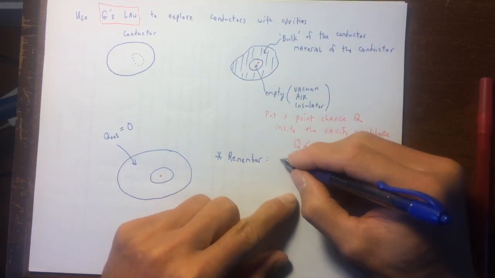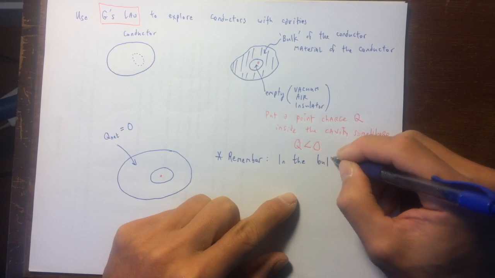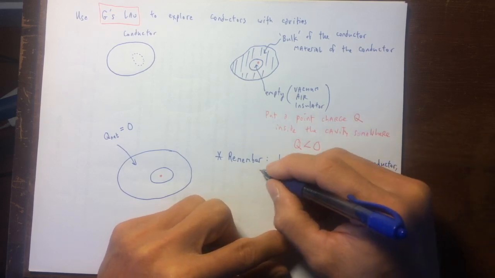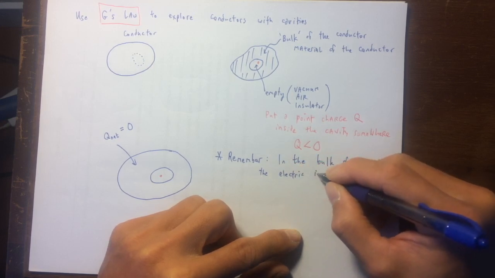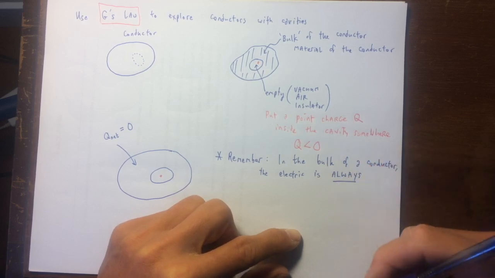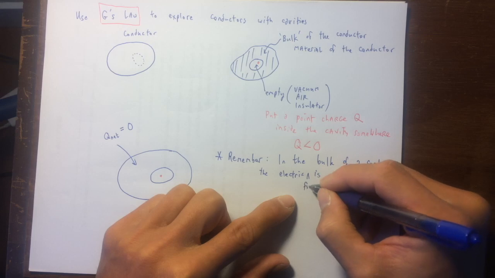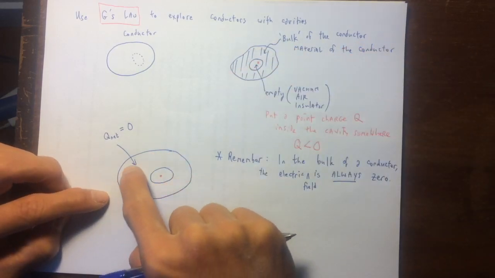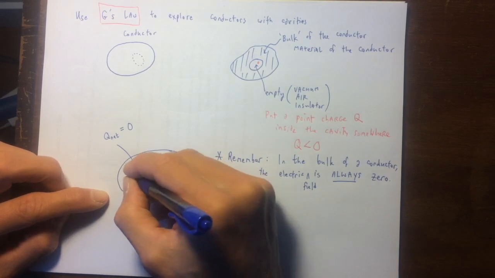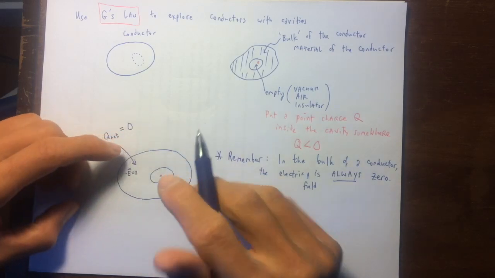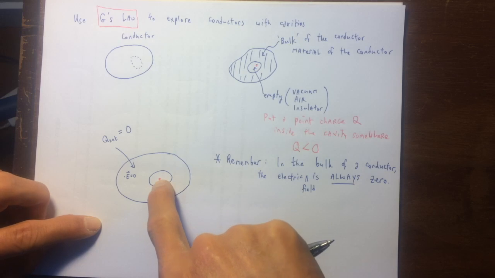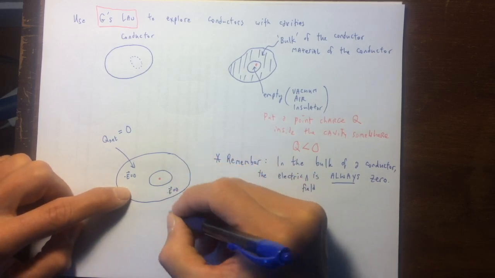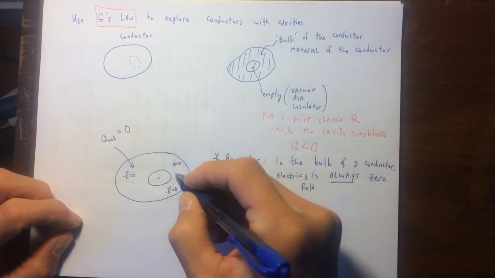Remember, in the bulk of a conductor, the electric field is always, so I'll put it in caps with an underline, the electric field is always 0. So in the bulk of the conductor, which is throughout this material here, if I check here, the electric field is guaranteed to be 0. No matter what charges are out here, and no matter what charge is inside the cavity, in the bulk of the conductor, the electric field is always 0. So how about here? The electric field is also 0 right there. How about there? The electric field is 0. It's just 0 everywhere in the bulk.